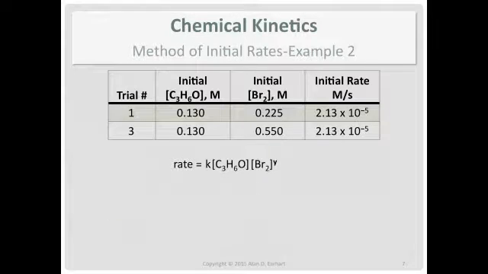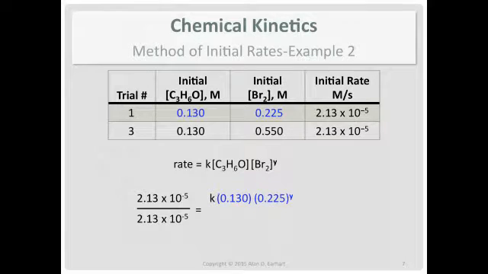Just making some room. Divide the rate for trial 1 by trial 3. That's the left side of the equation. And now we have to do the right side of the equation. So that's for trial 1. That's for trial 3. We'll eliminate k. And it's 0.13 over itself, so that goes away.